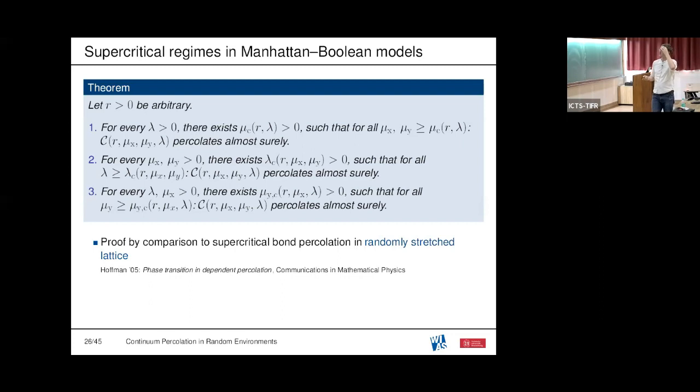Nevertheless, with the help of this paper of Hoffman about dependent percolation, it's a discrete model, but we can make good use of it. We can recover non-trivial phase transitions. So here is the existence of a percolation regime for sufficiently many streets or for sufficiently large intensity of the Poisson points. You can even leave the vertical streets untouched and just increase the horizontal streets, and you can still arrive at a percolation regime.